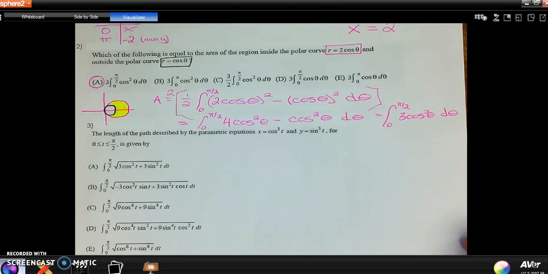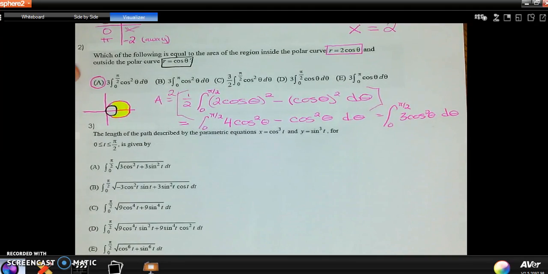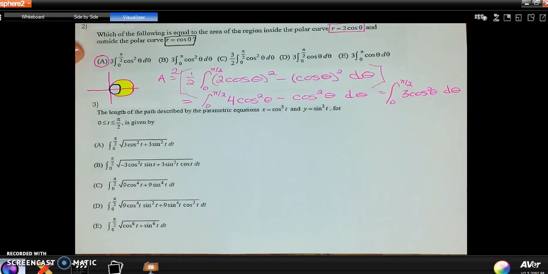All right, and then I know it's really number 4, but the last one on this front page here.